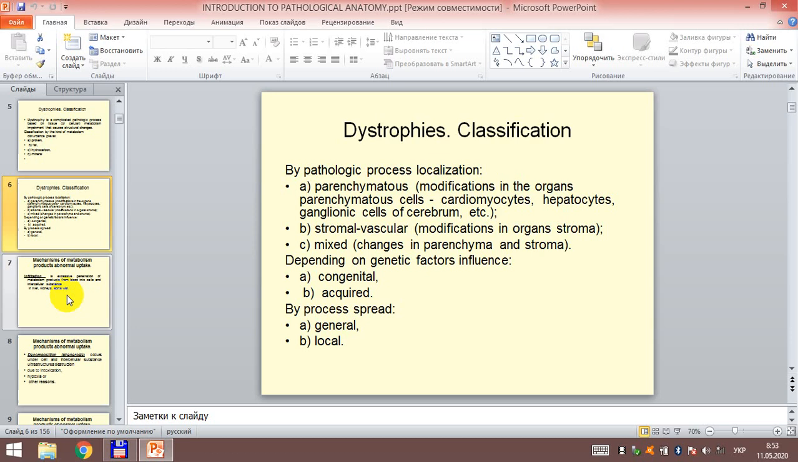Stromal vascular dystrophy. This dystrophy is localized in the stroma of organs. And mixed dystrophy, where morphological changes develop in parenchyma and stroma together. Depending on genetic factors, dystrophy is classified as congenital or acquired. By the spread of the process, dystrophy is classified as general and local.